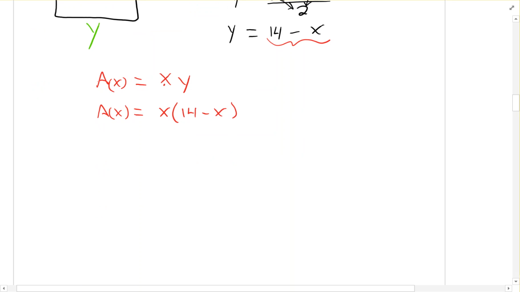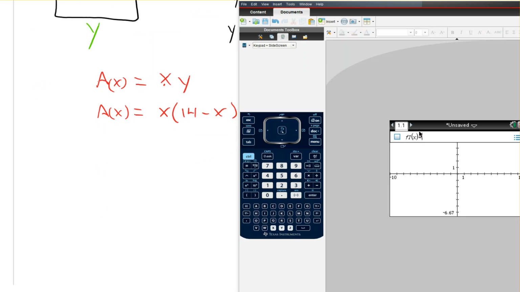Now you could graph this, or you could complete the square. I'll graph this one. So you bring up your calculator, and we're going to put x, and don't forget to push times, or else it won't work. X times, and then bracket 14 minus x, and then enter. And it's going straight up and down again almost, right? So we're just zoomed in too far again.